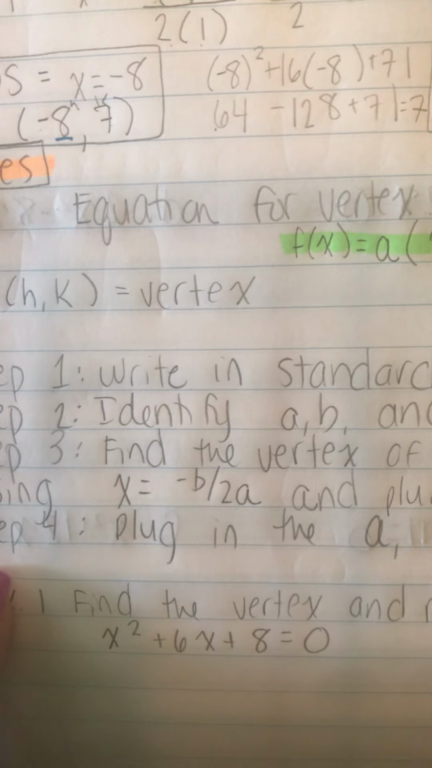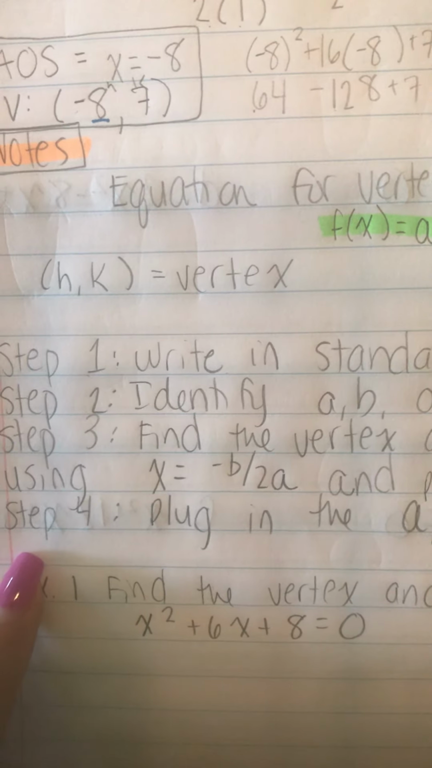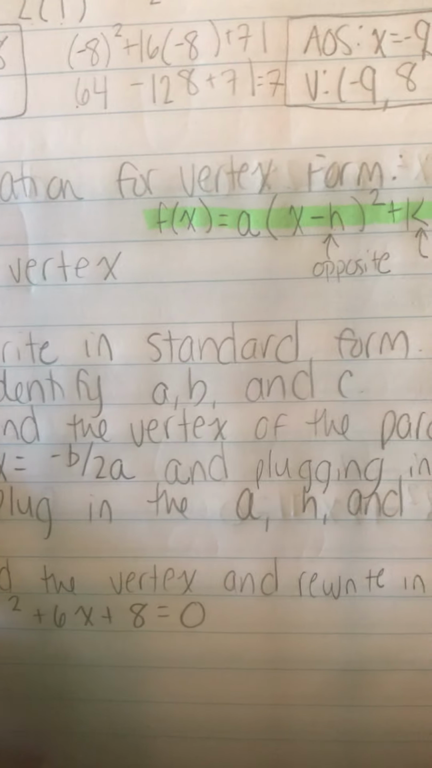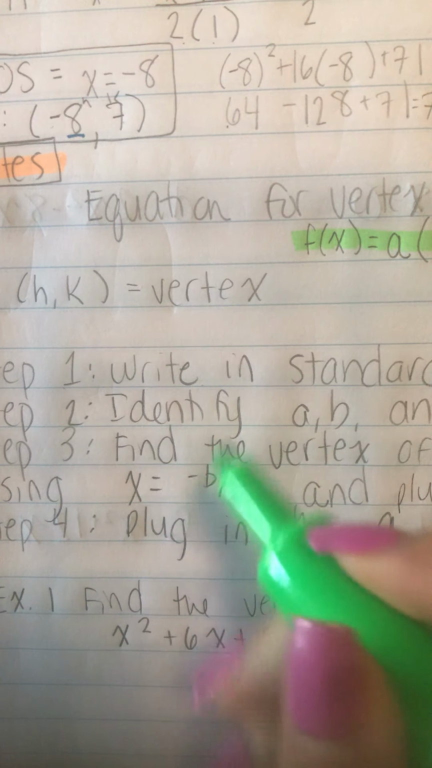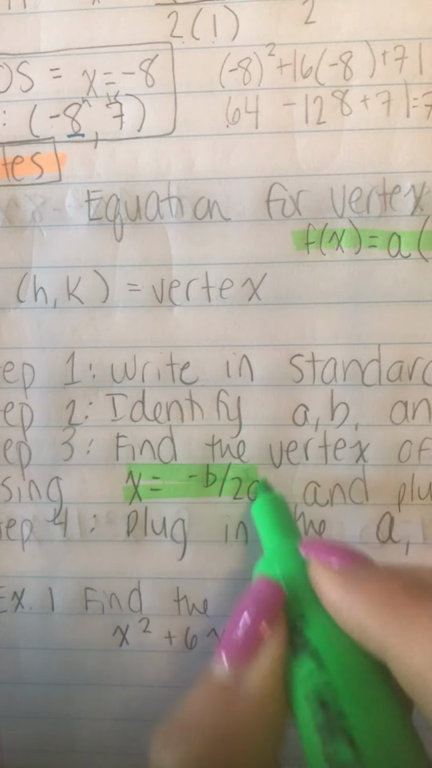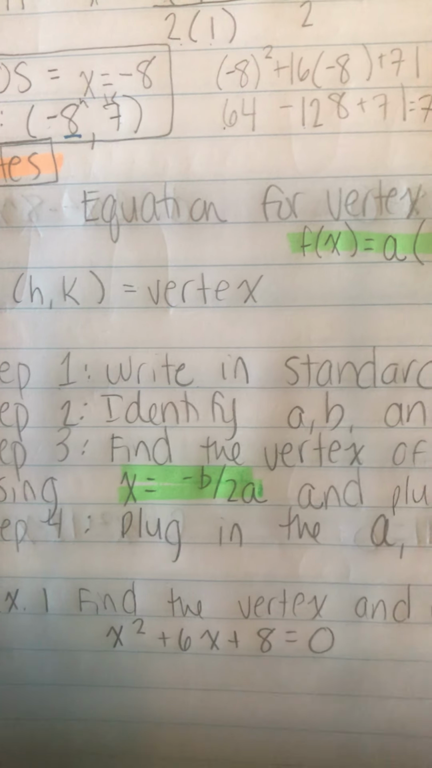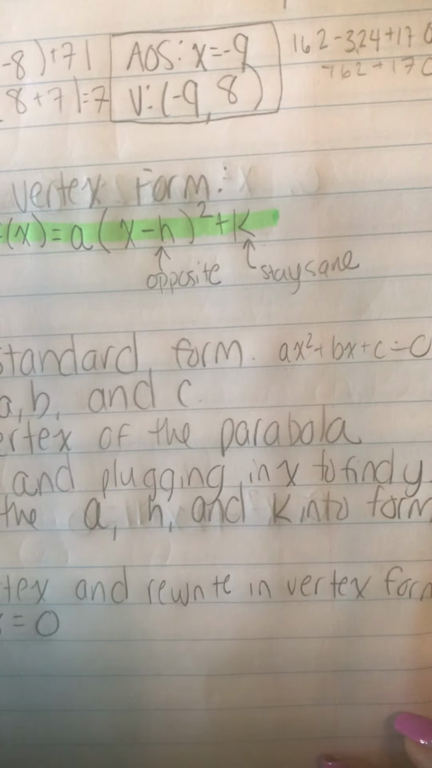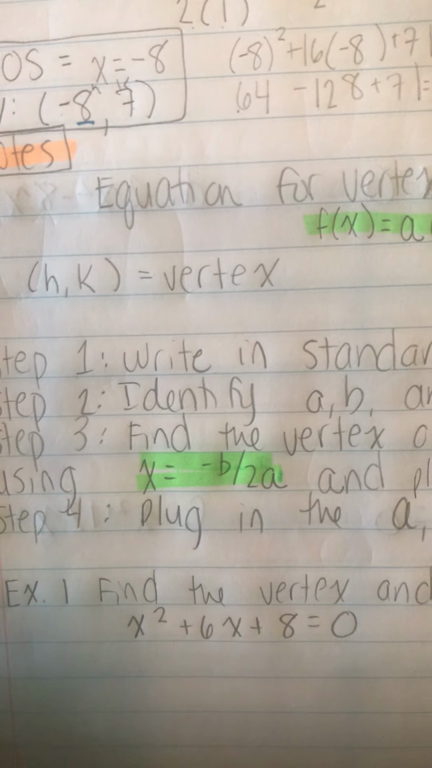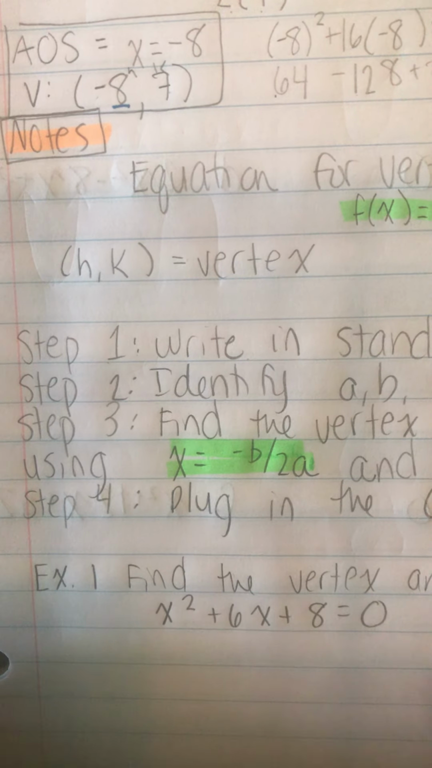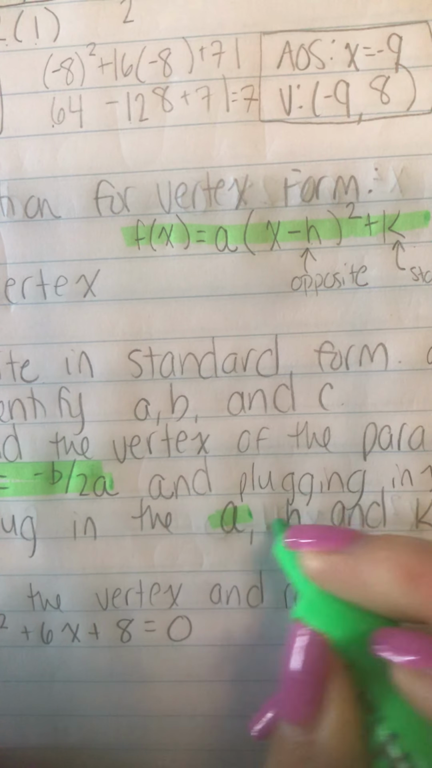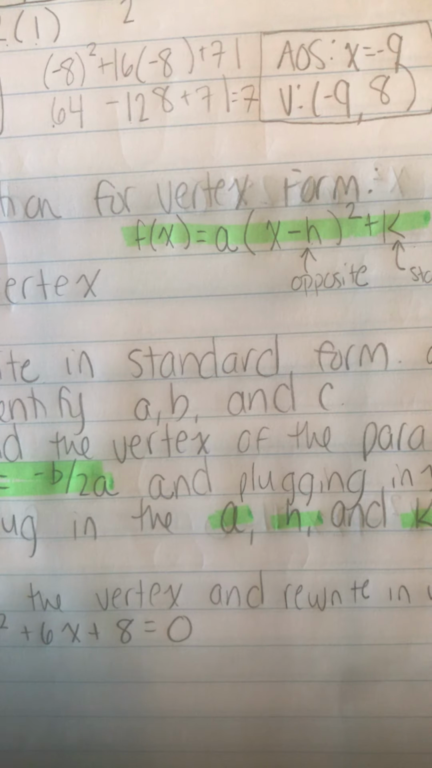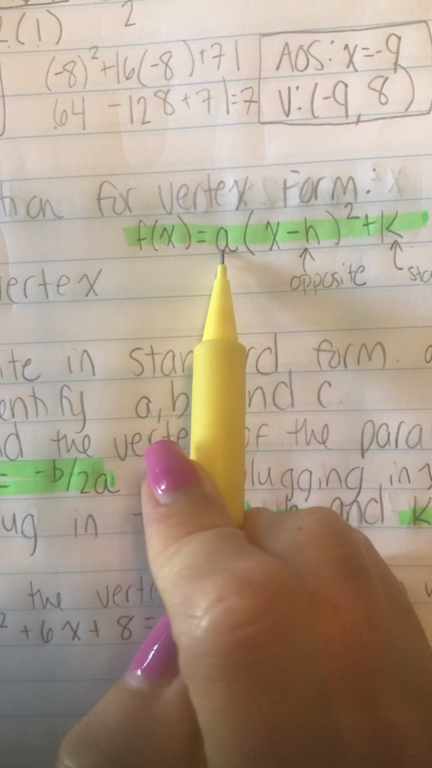Step 2 is to identify A, B, and C. Those are our coefficients. Step 3, we find the vertex of the parabola, and that's where we use negative b over 2a, which we learned the other day. And then to find your y coordinate, you plug x back in to find your y. And then step 4 is putting it in vertex form, which means all you're doing is plugging in a, h, and k into the form that I just wrote right here.